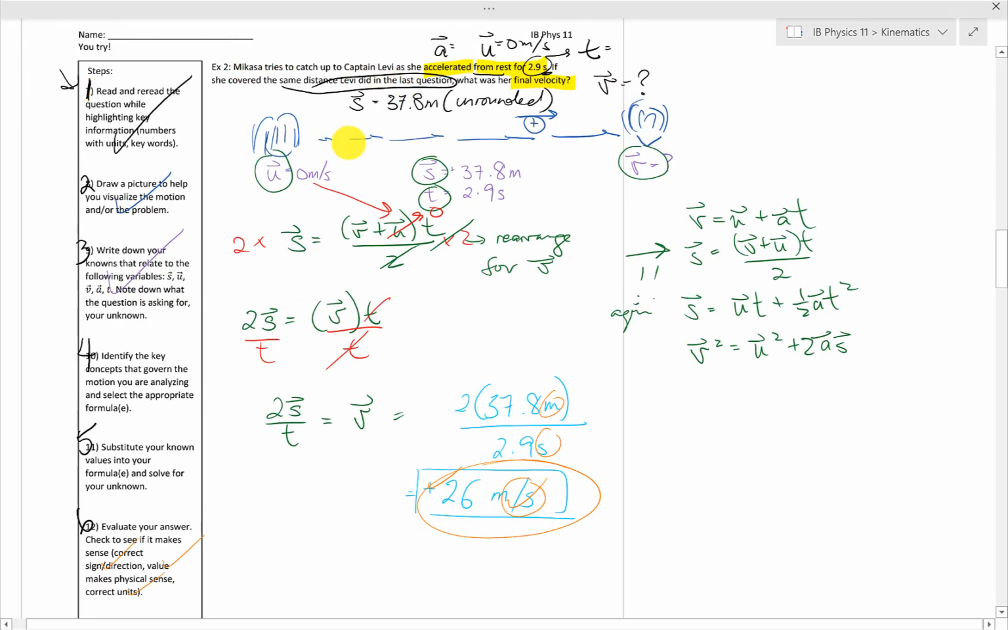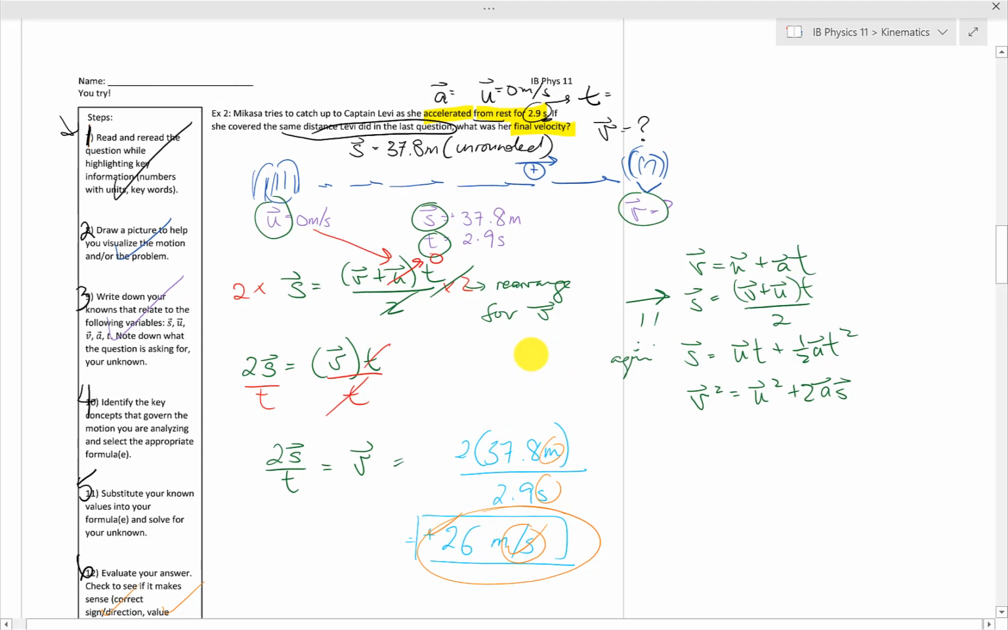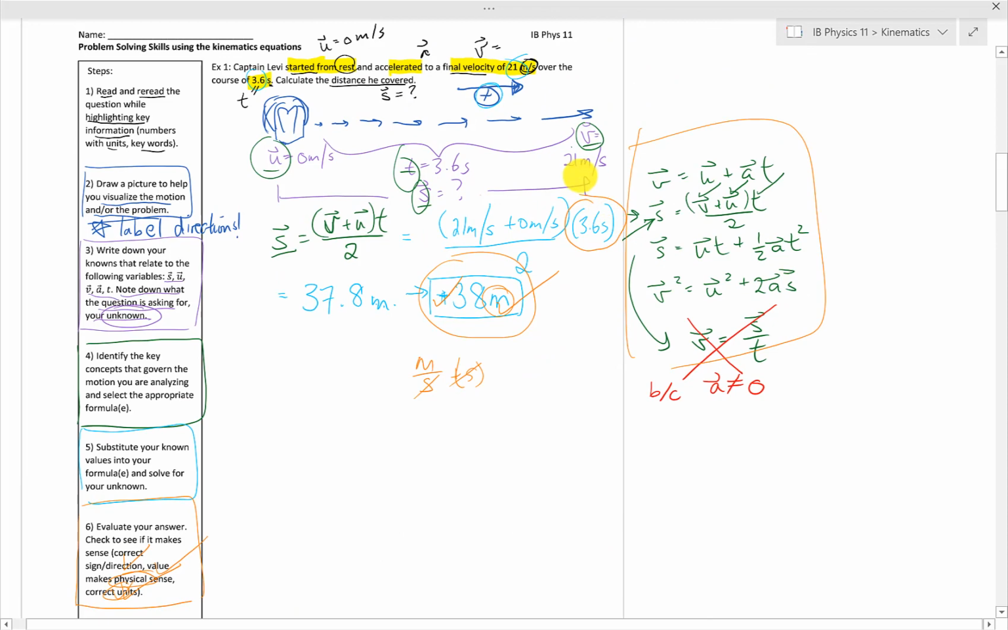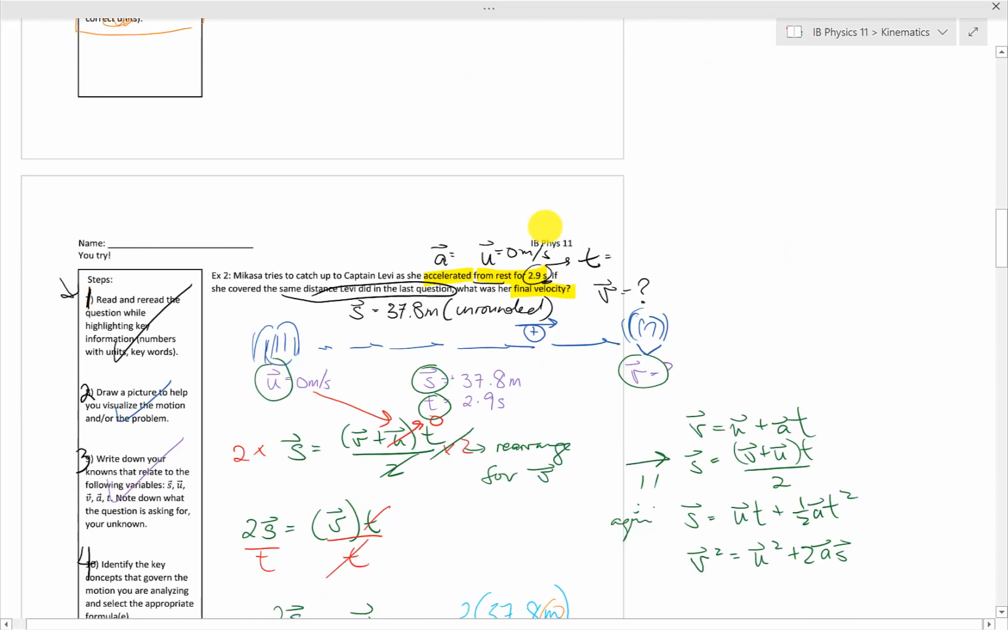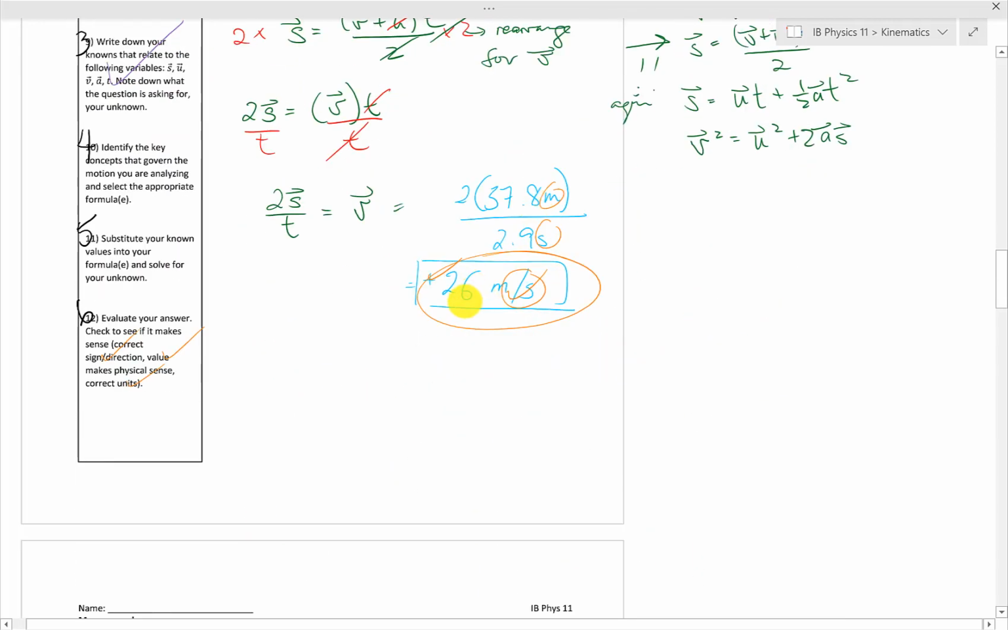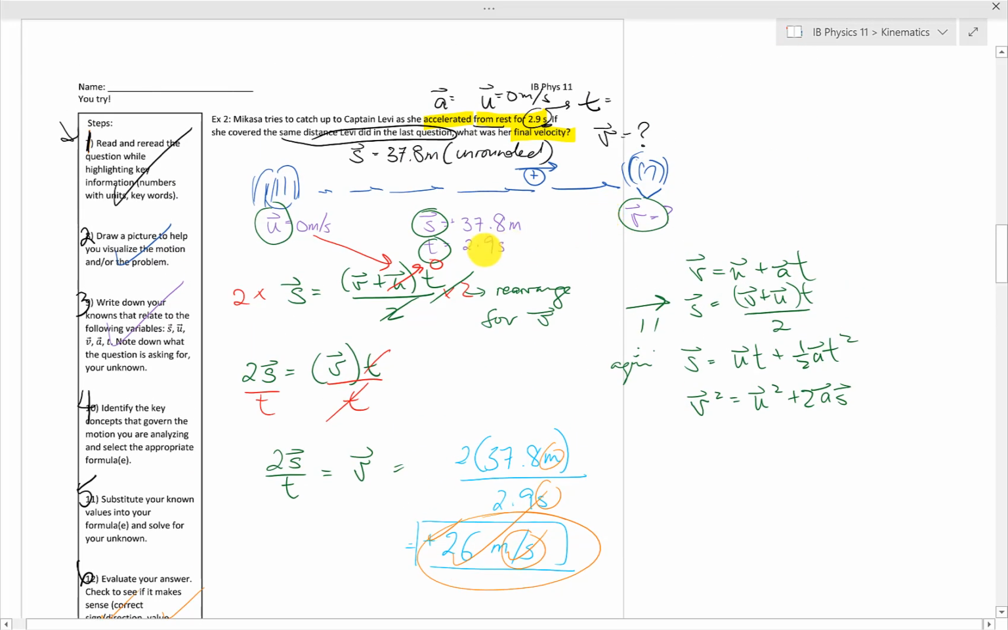Now, Mikasa, who was the person in this problem, took less time, 2.9 seconds, to cover the same distance Levi did, which means that the only way for her to have done that was for her to accelerate to a larger final velocity than Levi, which is the case because Levi's velocity at the end was 21 meters per second, taking a longer time. So 26 meters per second makes sense because it's larger than Levi's, so that she could achieve that distance in a shorter period of time.